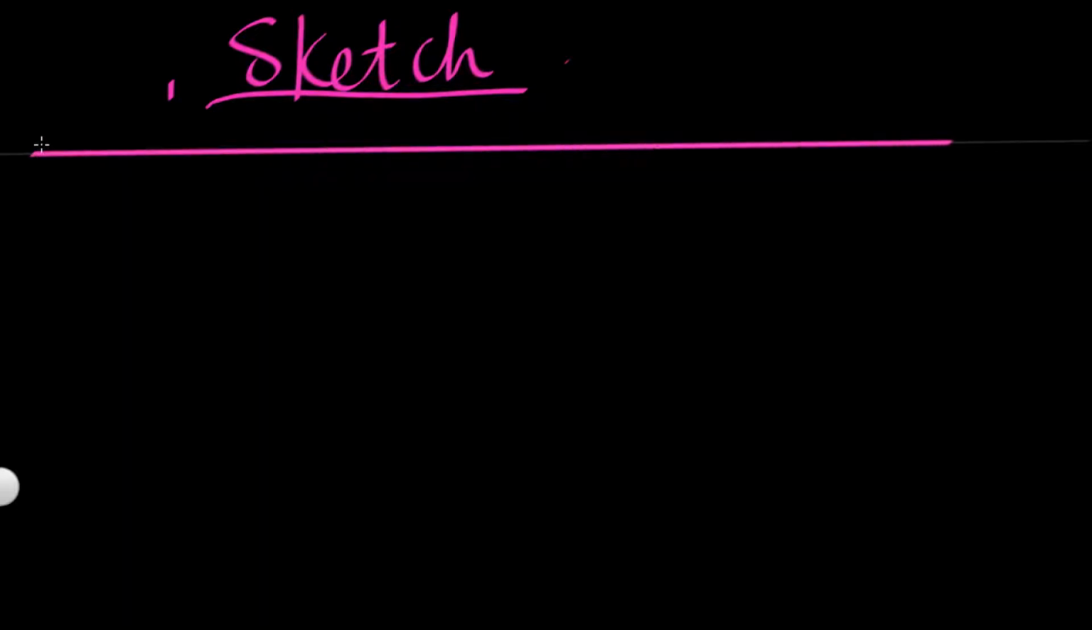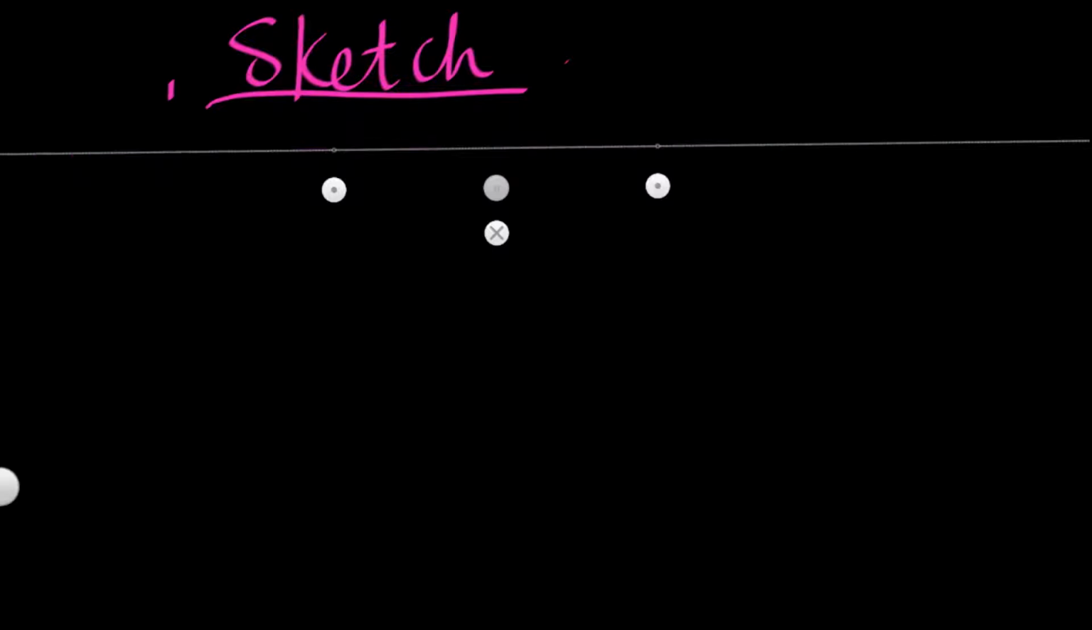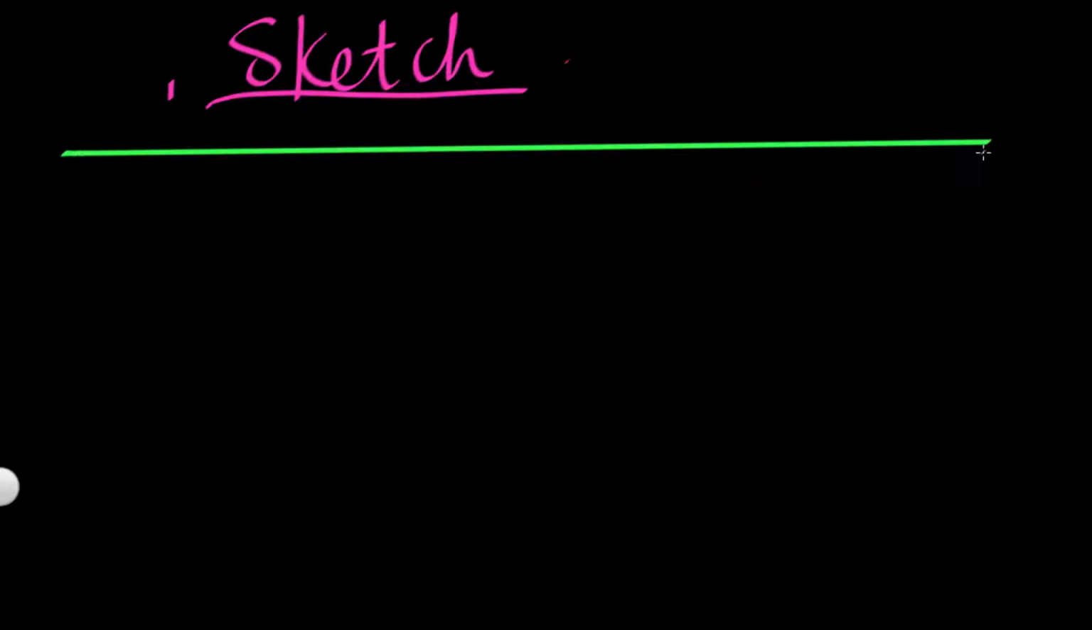So this is my x-axis, but let me use a different pen. This is my x-axis. My water level, I'm going to assume that my water level is the x-axis. This is my water level.